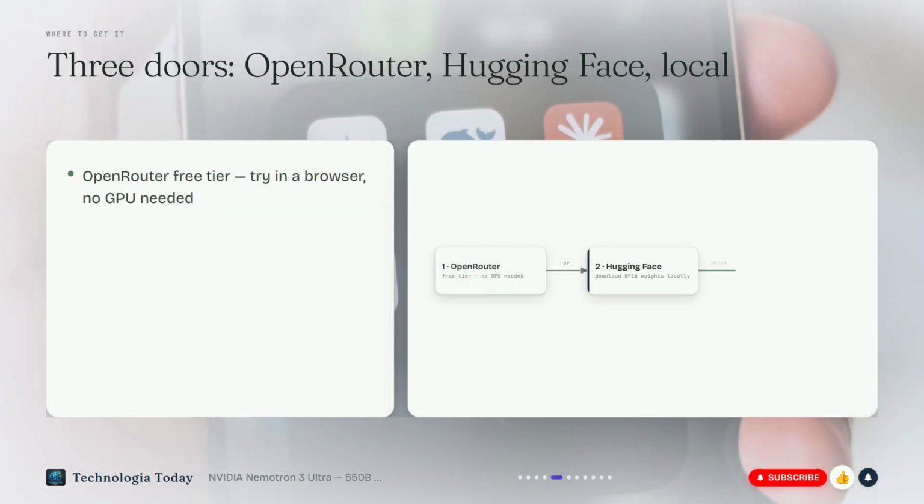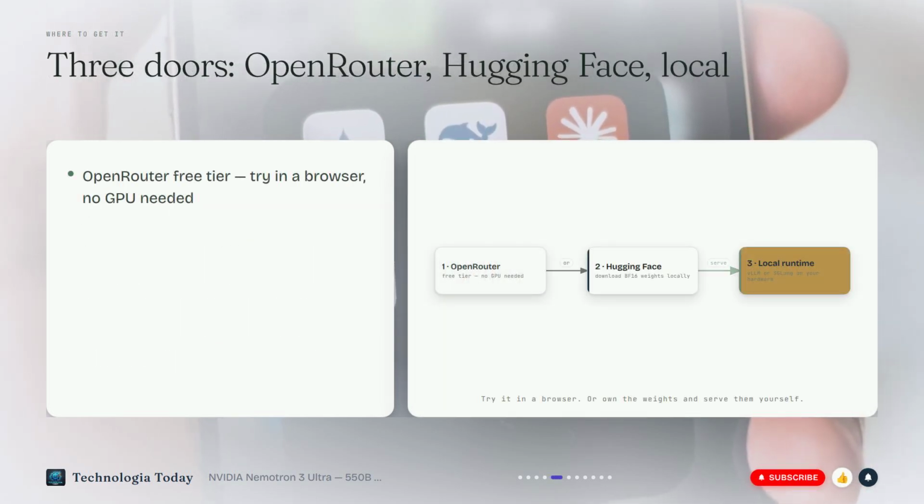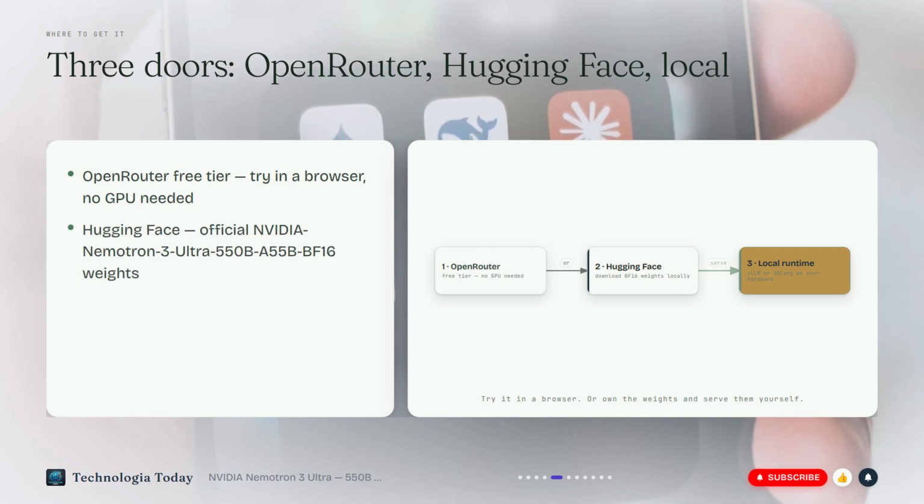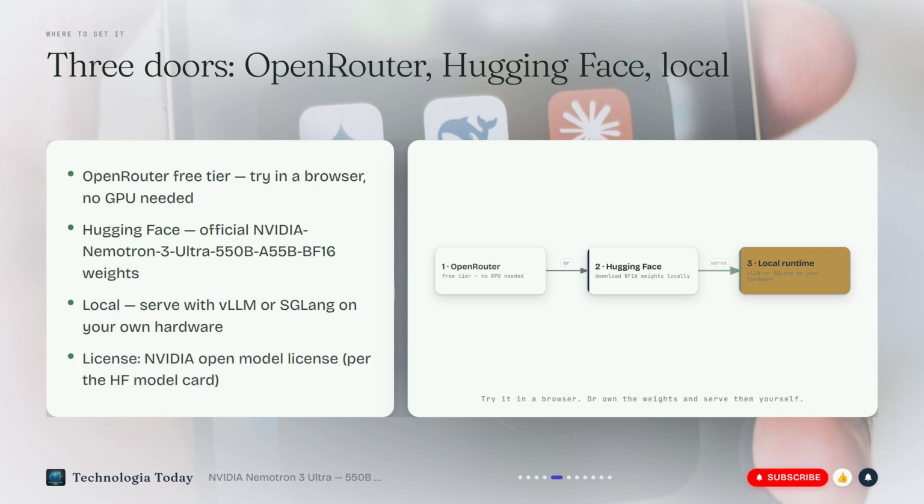3 ways to actually use it. Door 1, OpenRouter. NVIDIA listed Nemotron 3 Ultra under a free tier, so you sign in, pick the model, and you are talking to a 550 billion parameter model in a browser with no GPU of your own. Door 2, Hugging Face. The full BF16 weights are published under the official NVIDIA repository, so you can download them, audit them, fine-tune them, redistribute them under the NVIDIA Open Model license. Door 3, Local Serving. You point a runtime like vLLM or SGLang at those weights on your own hardware. That last door needs serious hardware, we'll get to that, but the option is real.